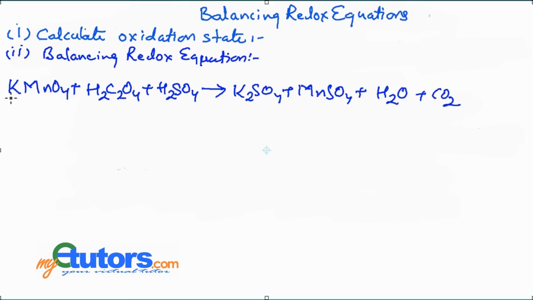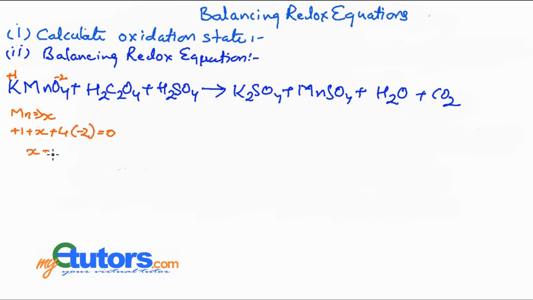So we have to find out the oxidation state of manganese. Taking manganese as a variable x, substituting the values +1 for potassium plus x for manganese and 4 into -2 for oxygen, and the total charge on potassium permanganate is 0, so it would be equated with 0. So manganese is having +7 oxidation state in potassium permanganate.